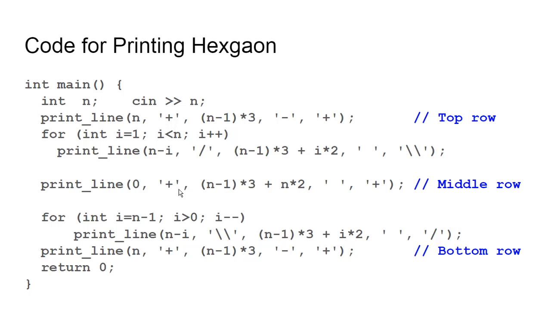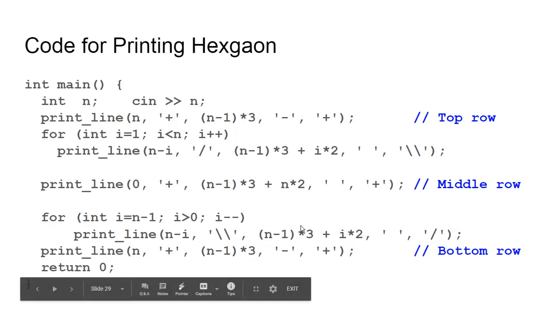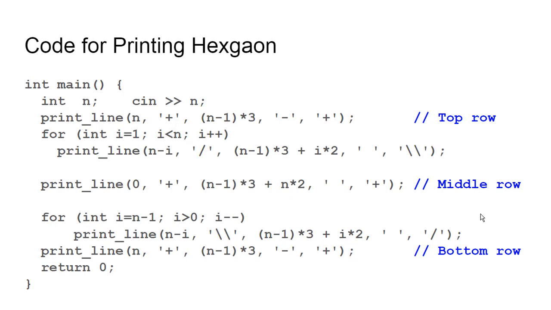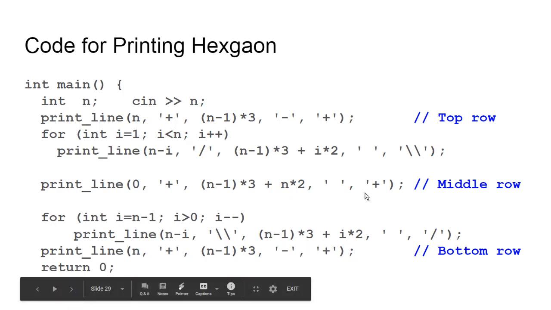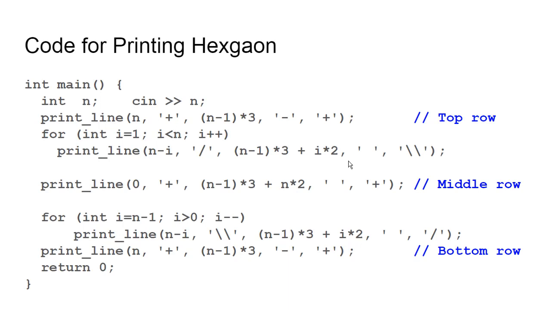The middle row starts and ends with a plus sign, and it has 0 leading white space. And then we print the part between the middle row and the bottom row, and then we print the bottom row. So with such a function, it makes the code more succinct. It also makes it easier to understand.